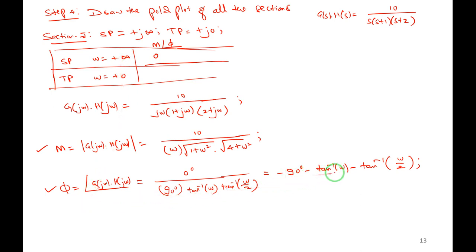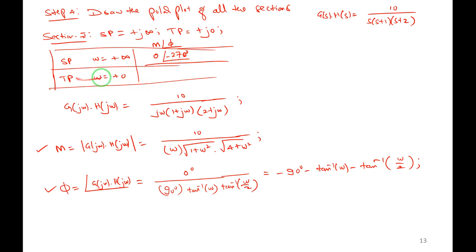So minus 90. Tan inverse of infinity is 90 degree, right? So minus 90, minus 90, minus 90. So minus 270 degree. I hope you are understanding, right? So omega equal to plus infinity, substitute here. Tan inverse of infinity is 90 degree. So minus 90 degree, minus 90, minus 90. So it is minus 270.